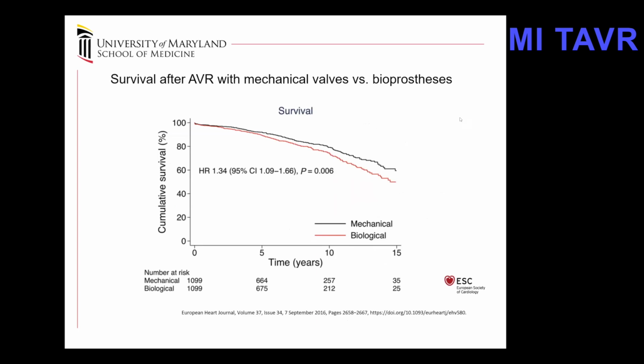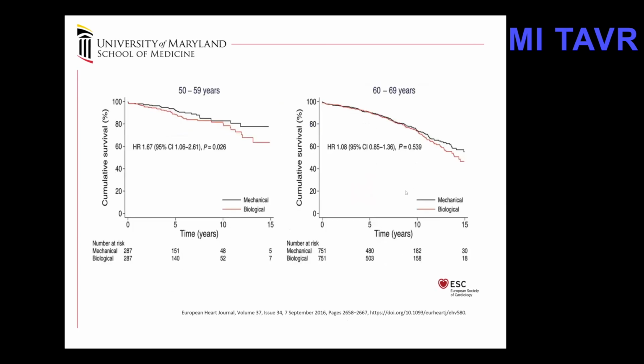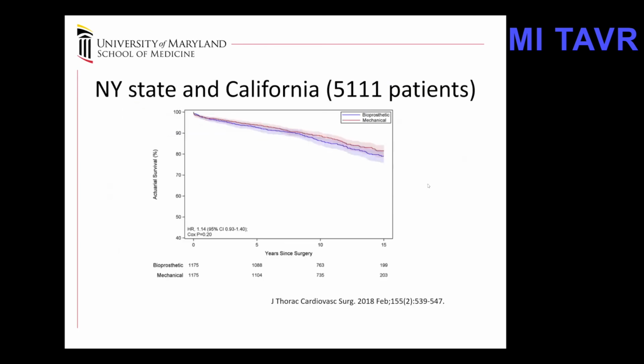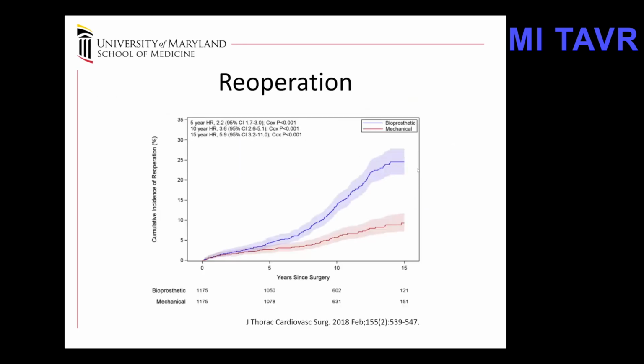Here's some more data suggesting that the mechanical valve has a survival advantage over the bioprosthetic valve beyond the 10-year mark. And again, this is additional data looking at cumulative survival, showing a difference in favor of a mechanical valve. This is New York State data showing the same thing, a slight advantage of mechanical compared to bioprosthesis after the 10-year mark.